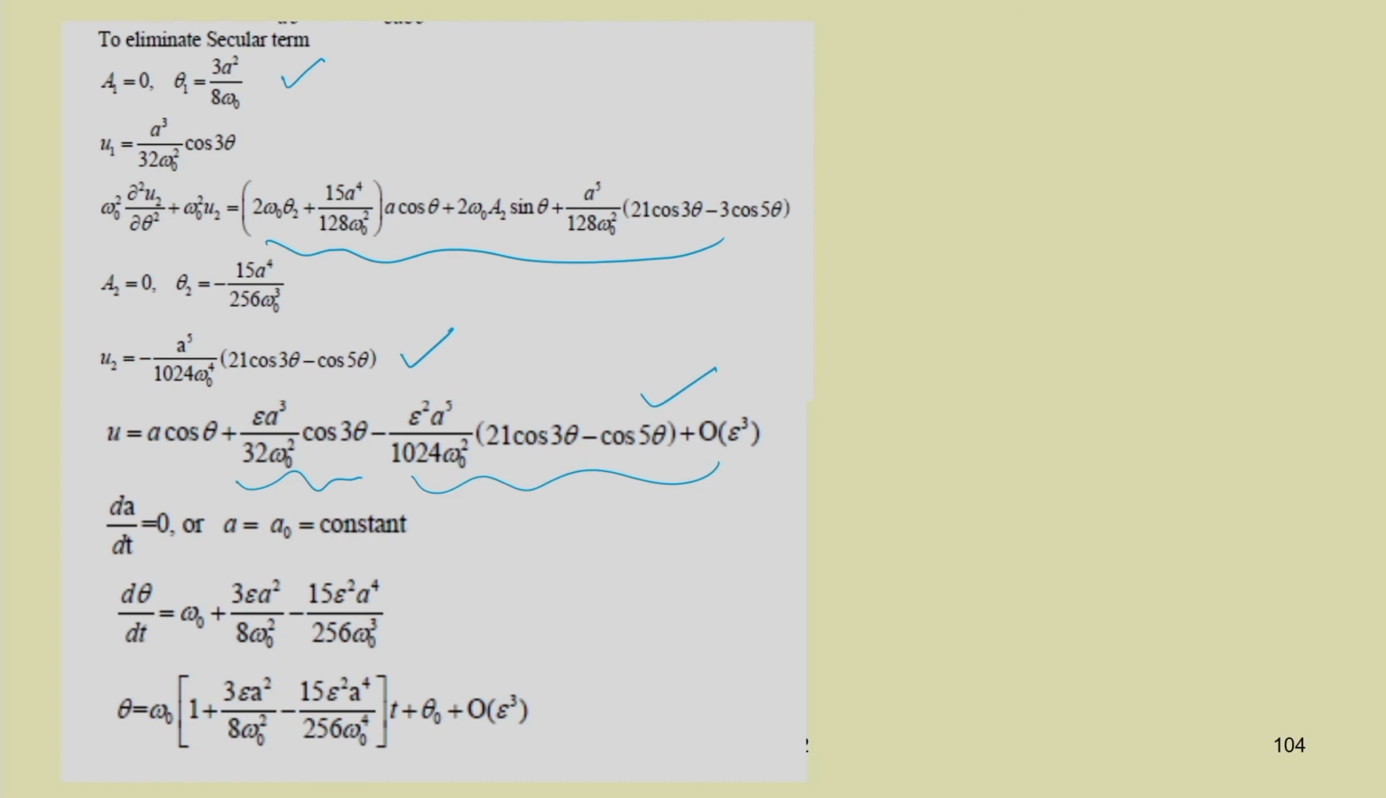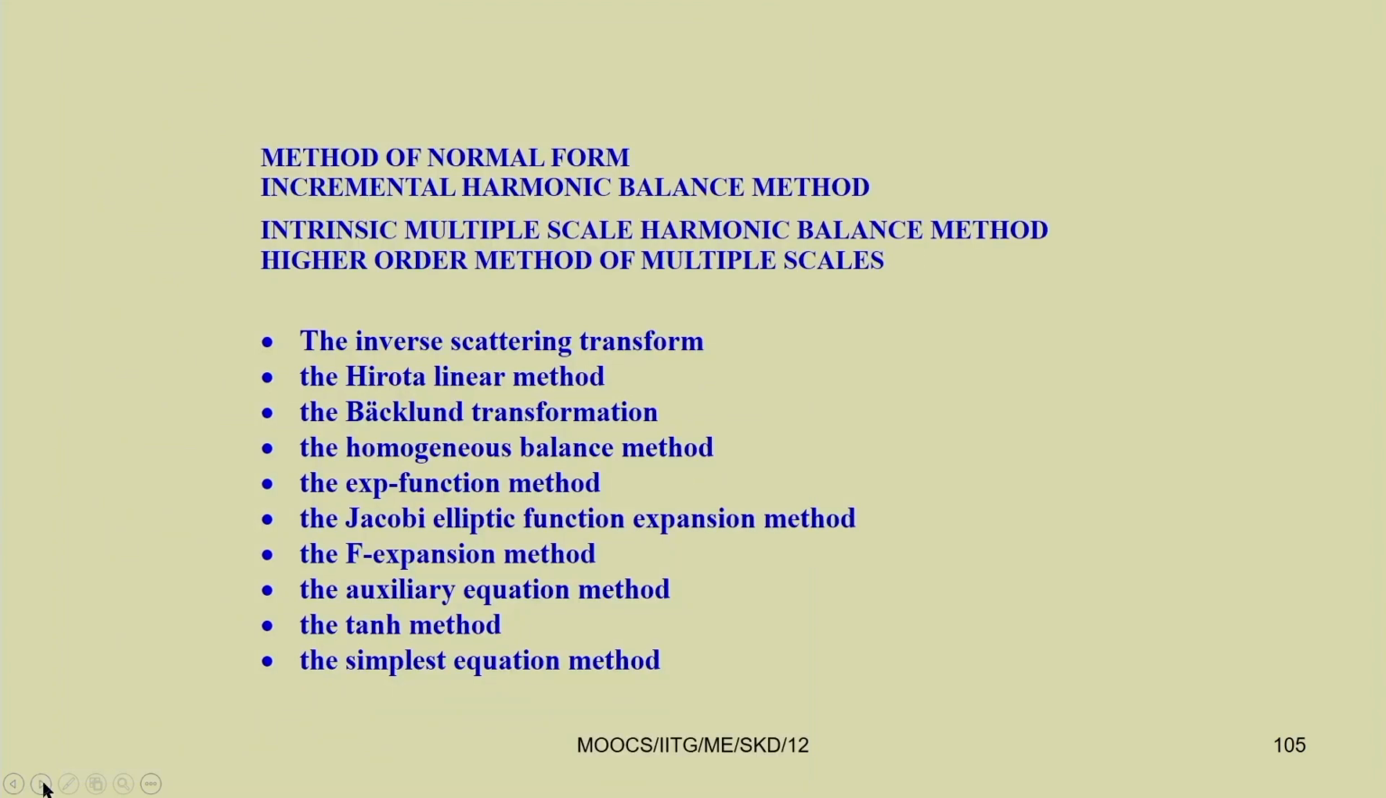So, θ equals ω0 times 1 plus 3εa²/(8ω0²) minus 15ε²a⁴/(256ω0⁴). This equation closely matches the solution we obtained using the Lindstedt-Poincare method. This way, one can use the KBM method to find the solution of this nonlinear differential equation.